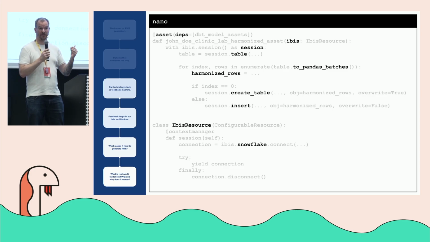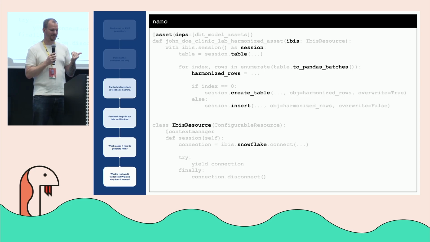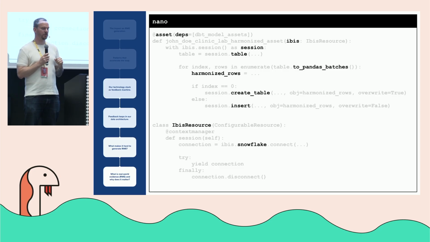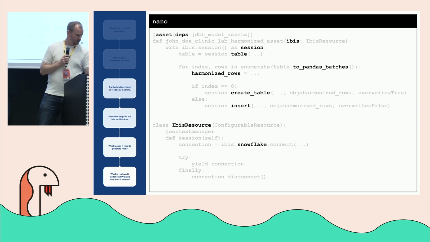And IBIS we handle the same way as we handle DLT. We declare it as a Dexter resource, and all this IBIS resource really does is, when we call session on it, we create a connection to the underlying backend. In that case, we use the Snowflake backend.